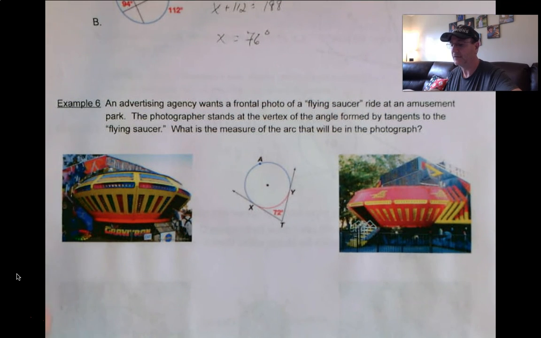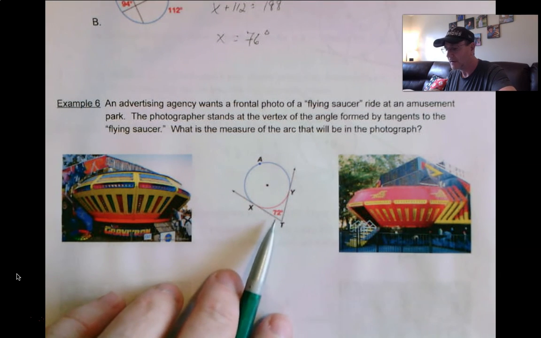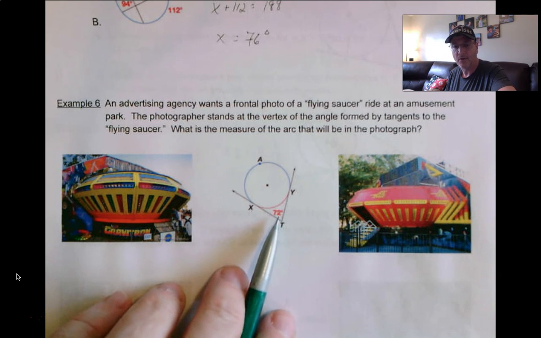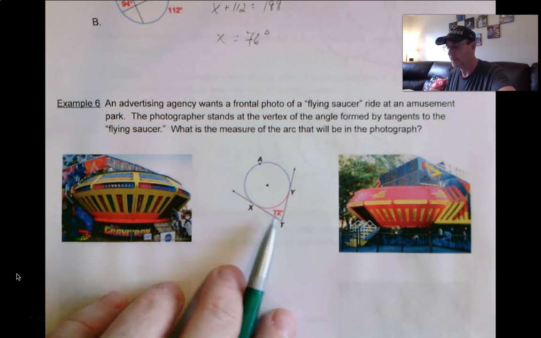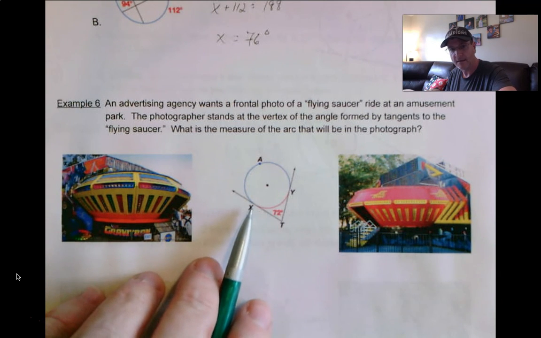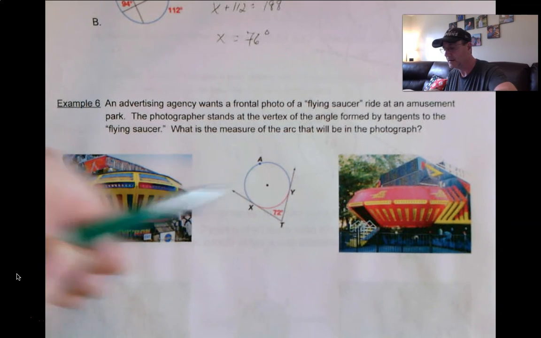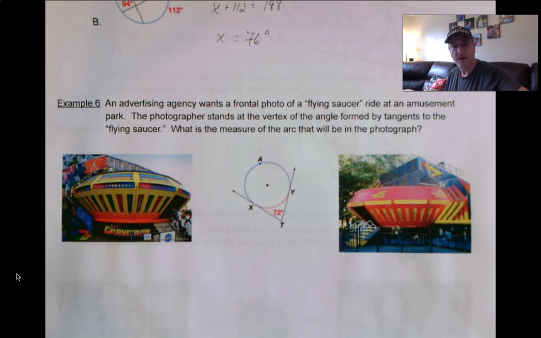An advertising agency wants a frontal photo of the flying saucer ride at an amusement park. So I found the flying saucer ride at the amusement park. The photographer stands at the vertex of an angle formed by the tangents to the flying saucer, and they have a 72-degree angle for their lens of their camera. So what's the measure of the arc XY in this particular problem that they would be able to see? So how many degrees is it from here to here? How many degrees is it from here to here? If they have a 72-degree angle on their lens.